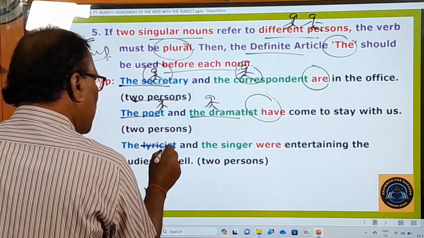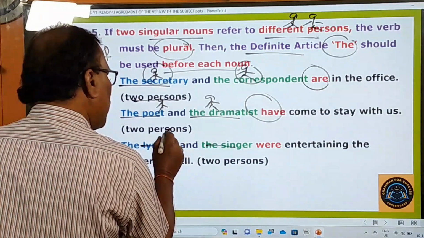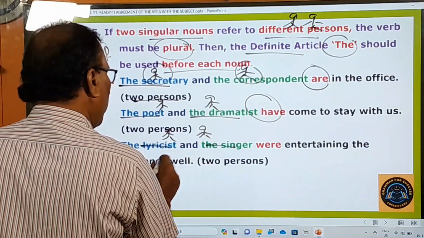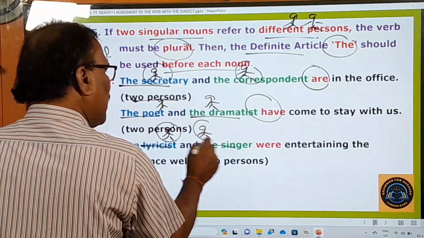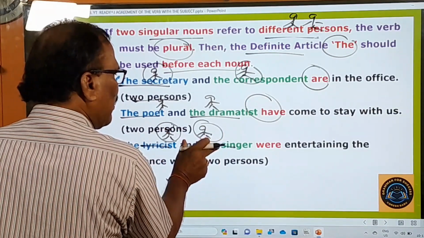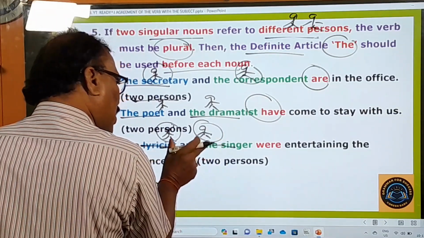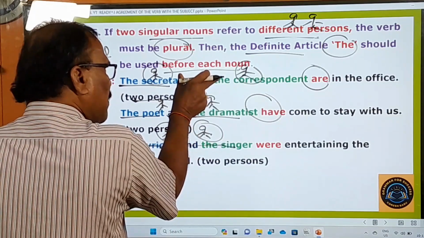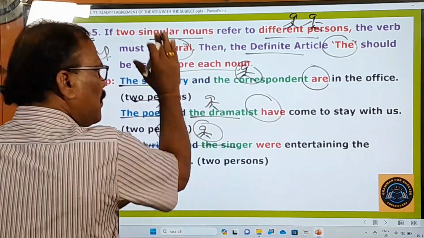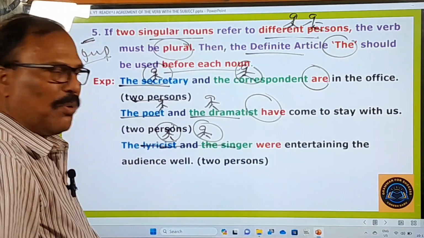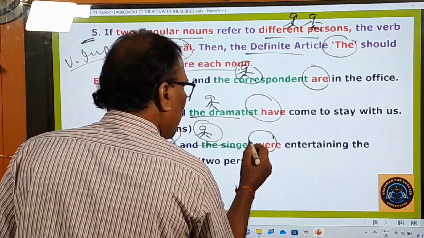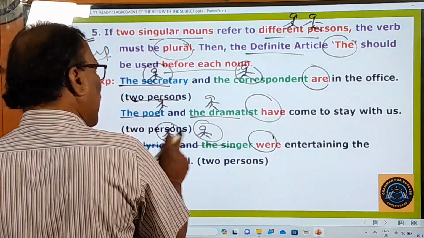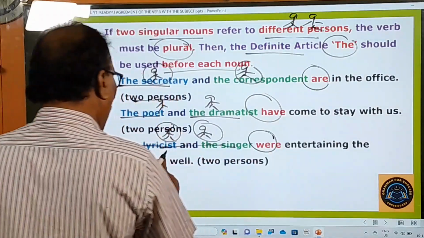And the lyricist and the singer, these are two persons. The lyricist is a separate person, the singer is a separate person. Two persons are there. Therefore, this is the plural subject. Therefore, whenever the subject is plural, the verb must also be plural. That's why here the verb is in the plural number. The lyricist and the singer were entertaining the audience well.